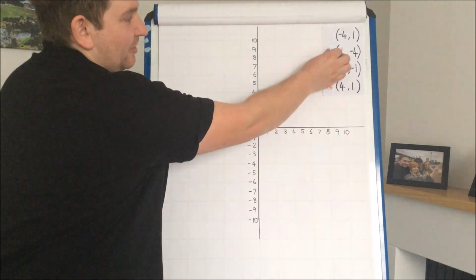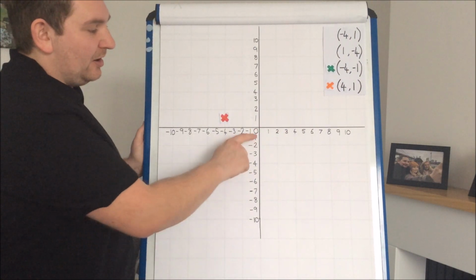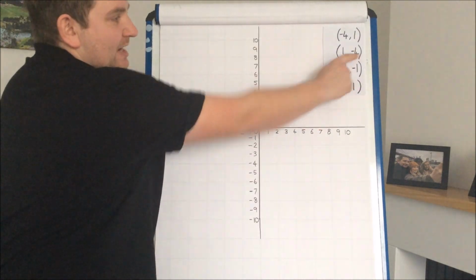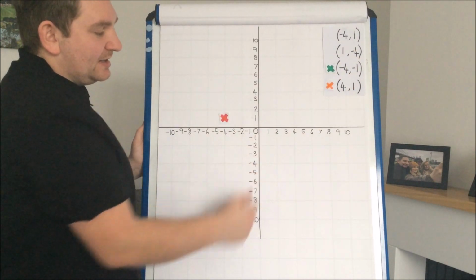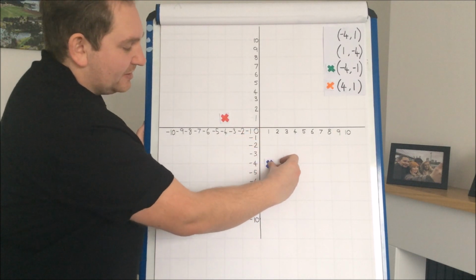Okay, so let's do that blue cross. We are on positive 1 and negative 4. So along the x-axis, we're going to go to the 1. And we are now at negative 4, which means we're going down the y-axis this time. So positive 1, negative 4, our blue cross goes there.